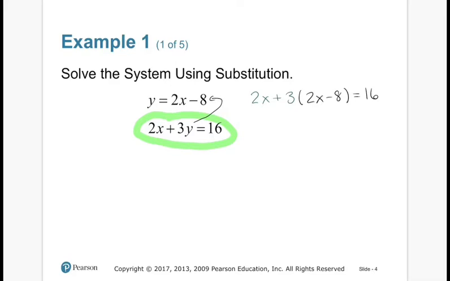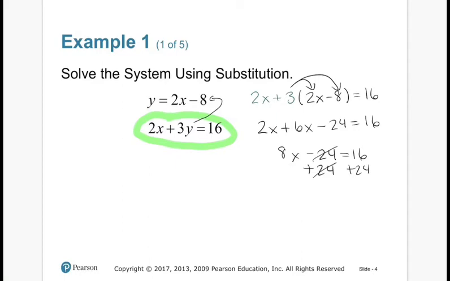So now we're going to do some algebra and solve for x. So I'm going to distribute. So I have 2x plus 6x minus 24 is equal to 16. 2x plus 6x is 8x. Minus 24 is equal to 16, plus 24 to both sides. So I have that 8x is equal to 16 plus 24. That's going to give me 40. Divide by 8 on both sides. So x is equal to 5.